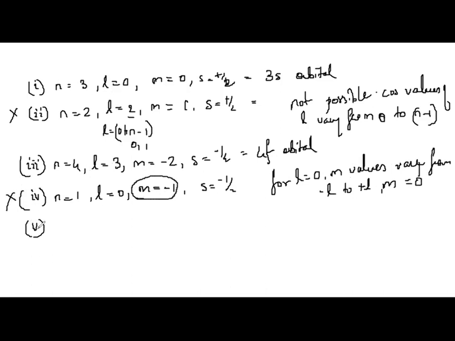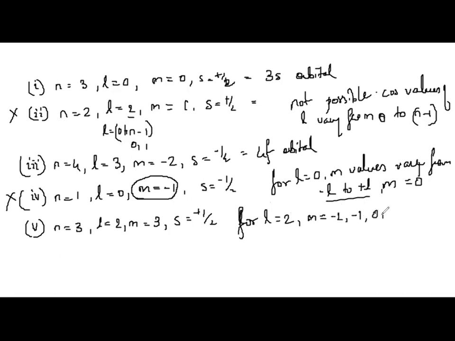Correct? Fifth one, n is equal to 3, L is equal to 2, M is equal to 3, S is equal to plus half. Are you all getting? For n is equal to 3, L is equal to 2, that is correct. For L equal to 2, M values vary from minus L to plus L. So it should be minus 2, minus 1, 0, plus 1, plus 2. Here there is no 3. So again for L value equal to 2, I cannot have M equal to 3. So this is also not possible.